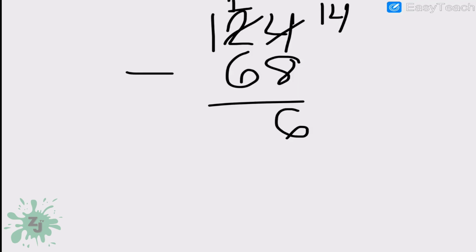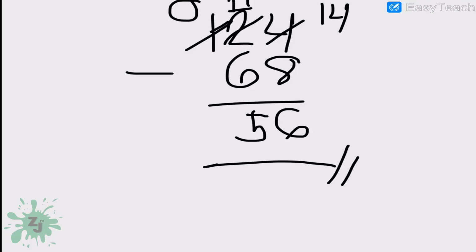So we must borrow again from the preceding digit to the left, which is 1. Therefore, this would become 0, and 11 minus 6 equals 5. There you have it. The answer is 56.